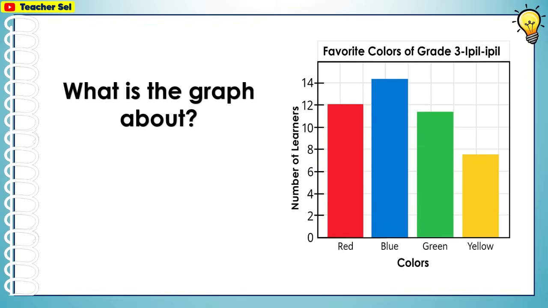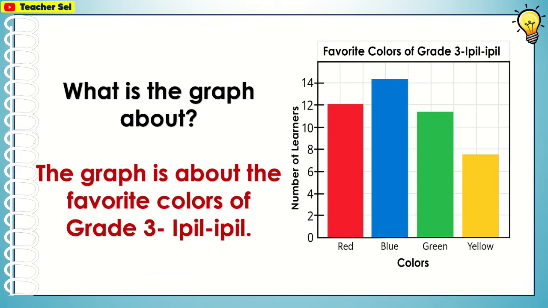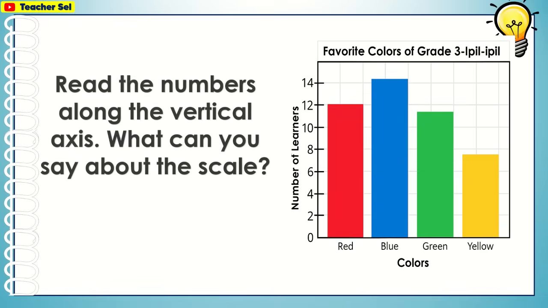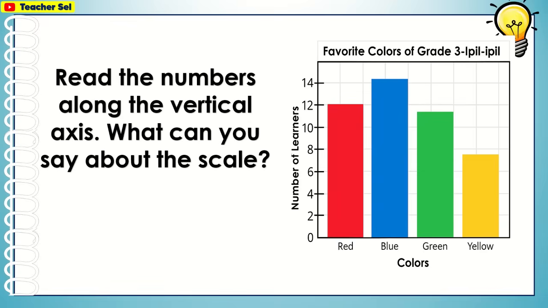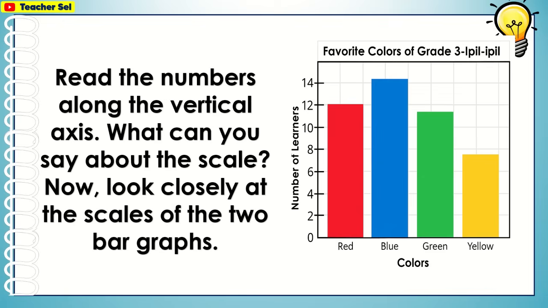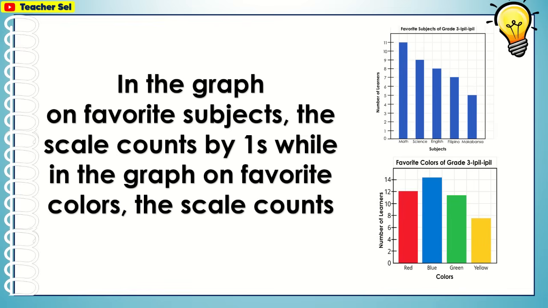What is the graph about? The graph is about the favorite colors of grade 3 EPIL. Read the numbers along the vertical axis. What can you say about the scale? Now, look closely at the scales of the two bar graphs. In the graph on favorite subjects, the scale counts by ones, while in the graph on favorite colors, the scale counts by twos.